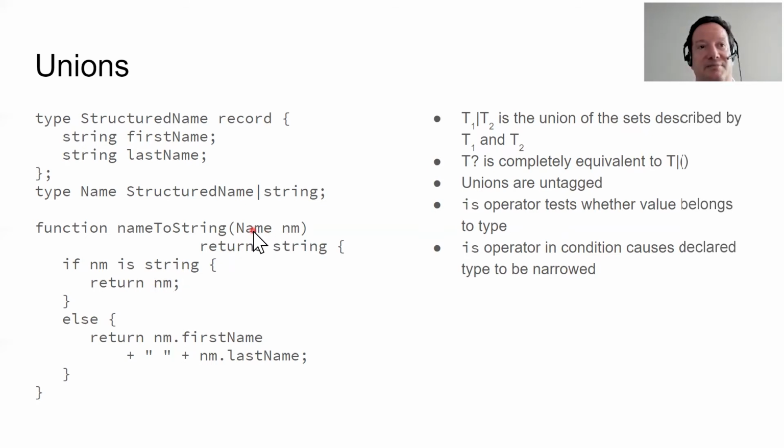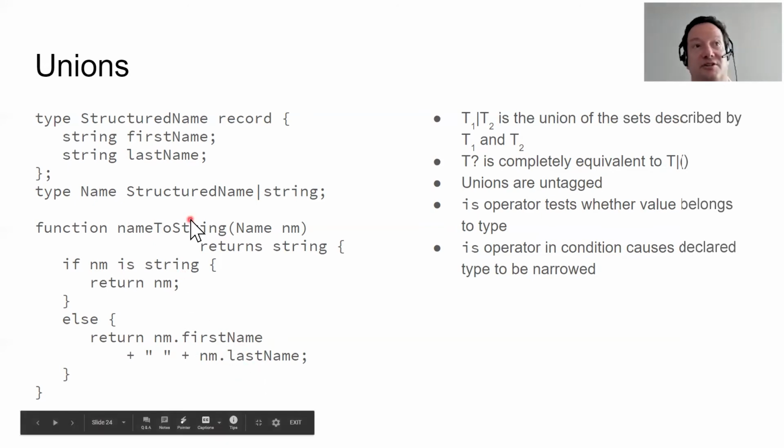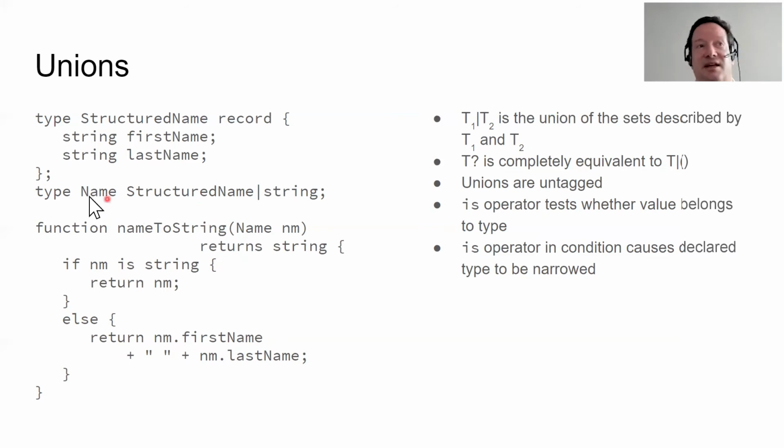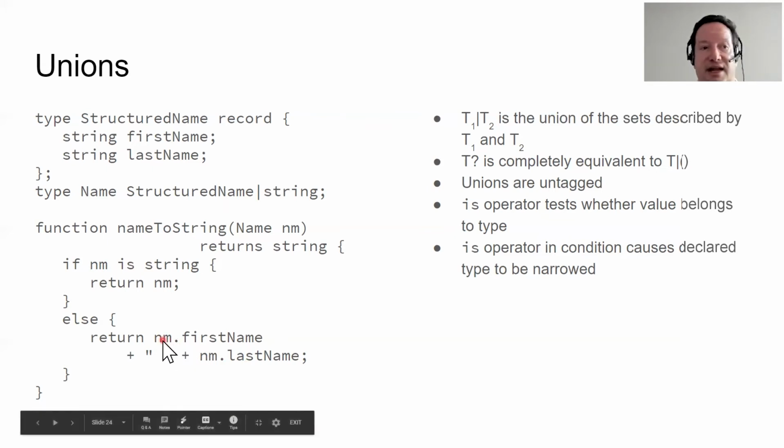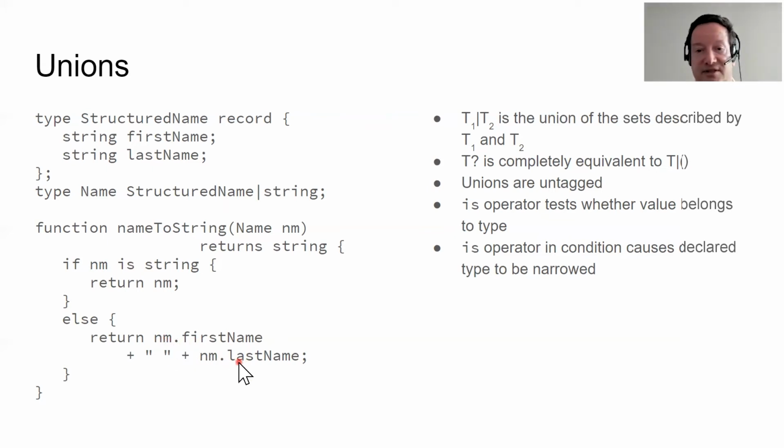Even though name here is declared to be name and the return value is declared to be string, it's okay to return name here because we have checked that name actually is a string. And similarly here, we are accessing first name and last name, which you can't do on a string. You can only do that on a structured name, but that's okay because name is a structured name or a string. We said here that it's a string, so the other case must be that it's a structured name. And so we know here that nm is a structured name, so we can access the first name and the last name fields.